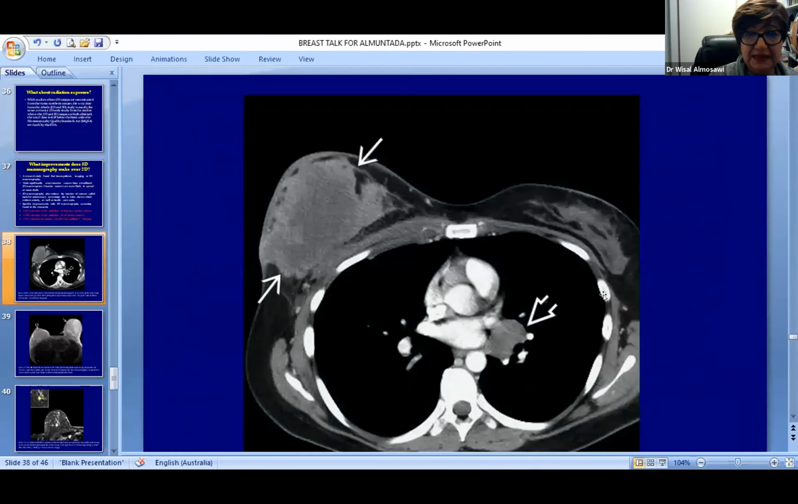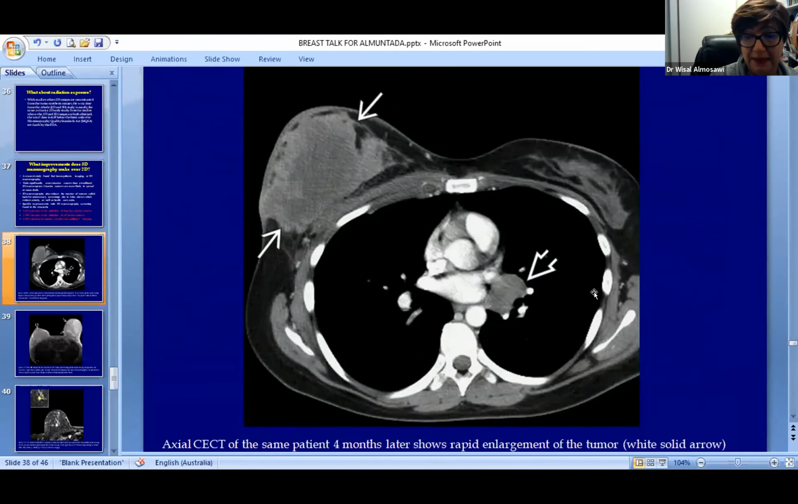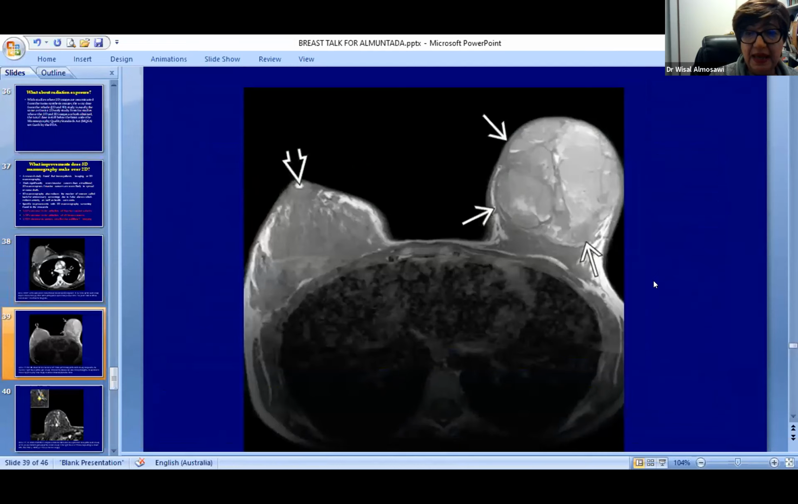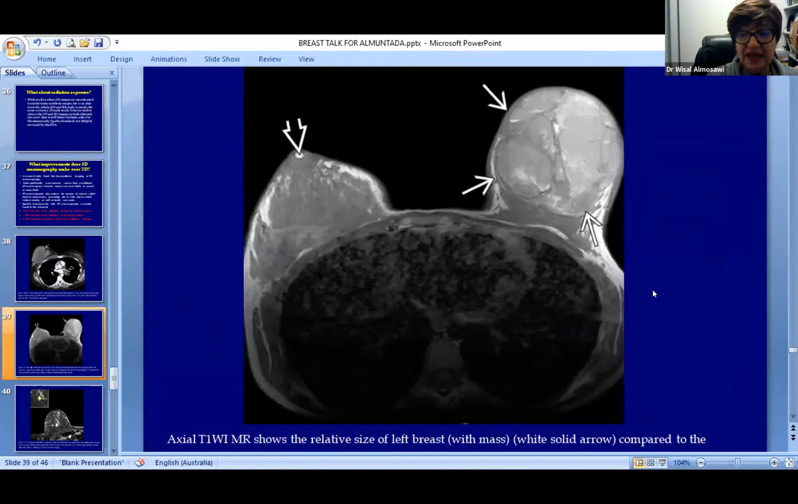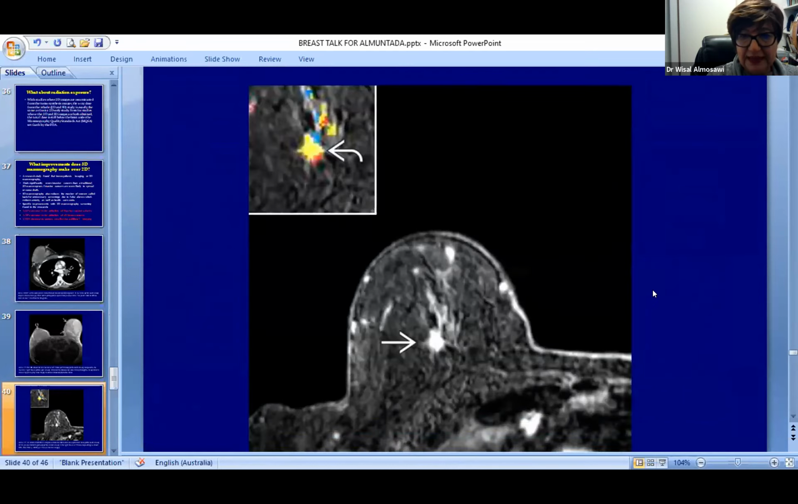I'll skip that. We do CT as well to diagnose breast cancer, and it will also show you mediastinal lymphadenopathy. MRI now is very big with diagnosing breast cancer, especially following up after surgery to see residue, to see recurrence, and for small lesions.